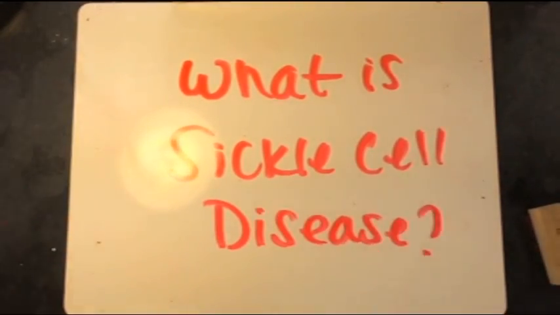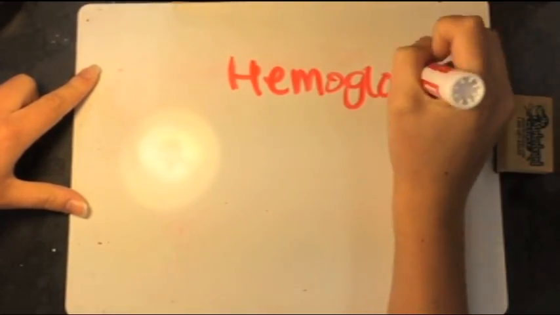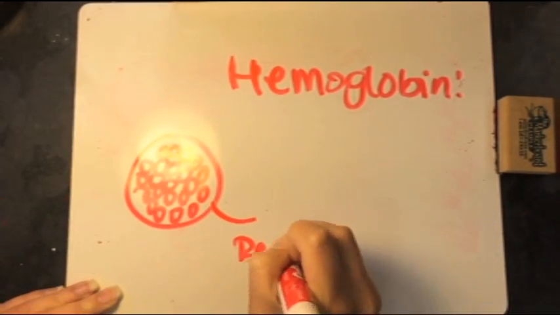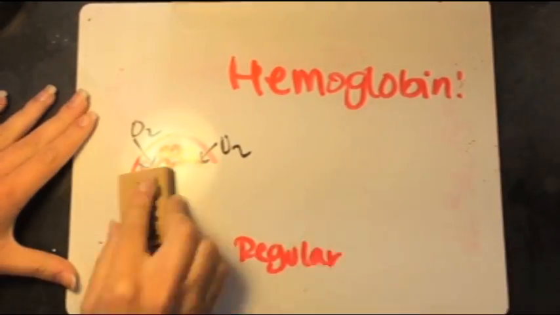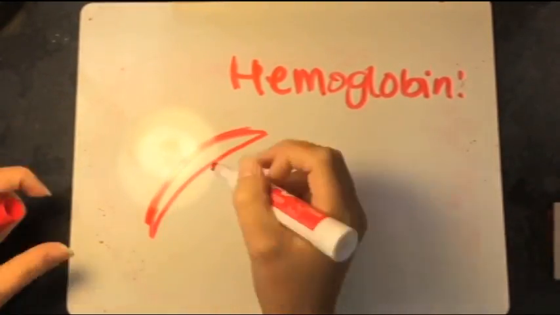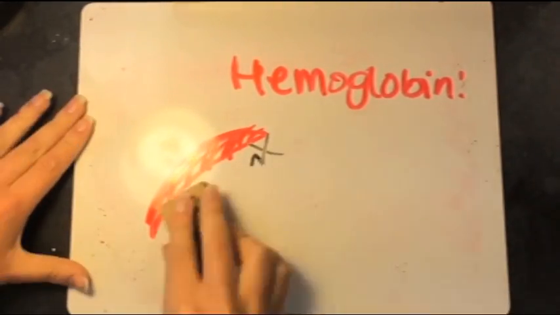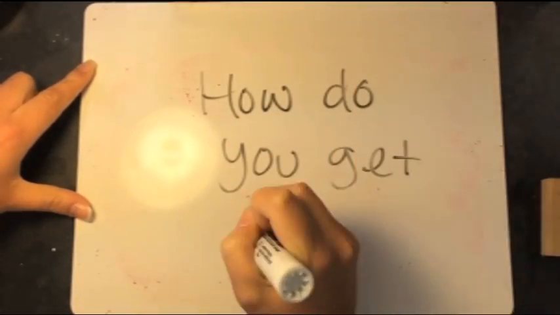Sickle cell is a genetic disorder that affects the protein, hemoglobin, in red blood cells. Hemoglobin is really important because it is the protein that allows red blood cells to carry oxygen. Regular hemoglobin is flexible, but hemoglobin affected by sickle cell disease is stiff and rod-like, which causes the cell to become sickle-shaped. How does this person get the disease in the first place?